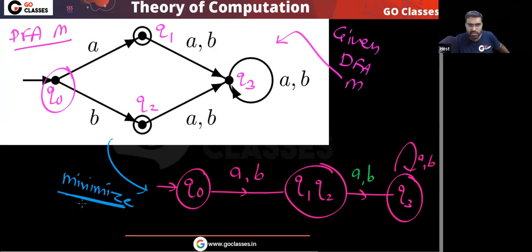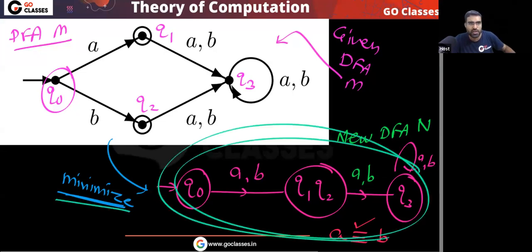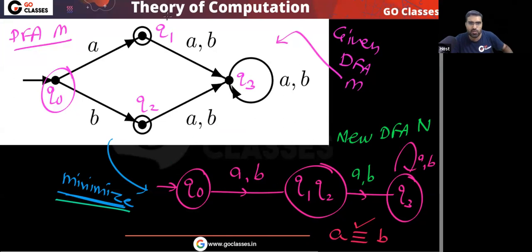In this minimized DFA, this new DFA you are getting, let's call this new DFA N. Now you tell me, in this DFA, can I say A, B are equivalent? Yes, strings A, B are equivalent. In this new DFA, after minimization, these two strings are equivalent.